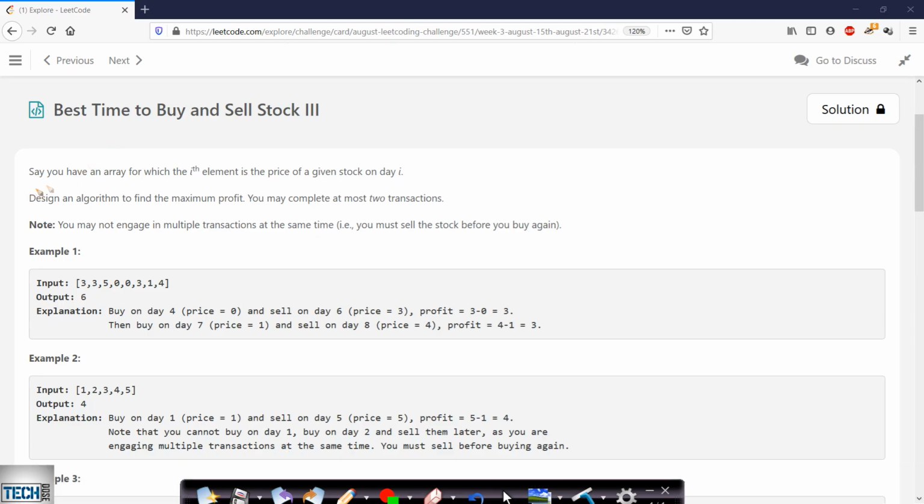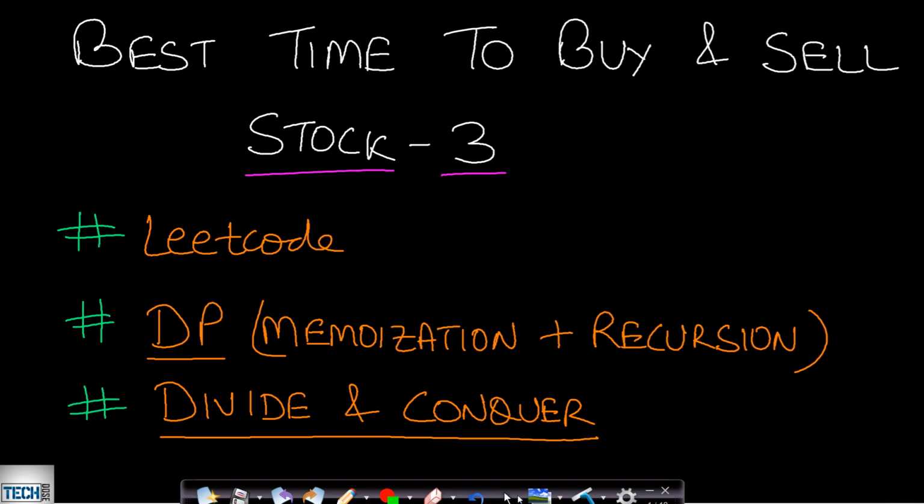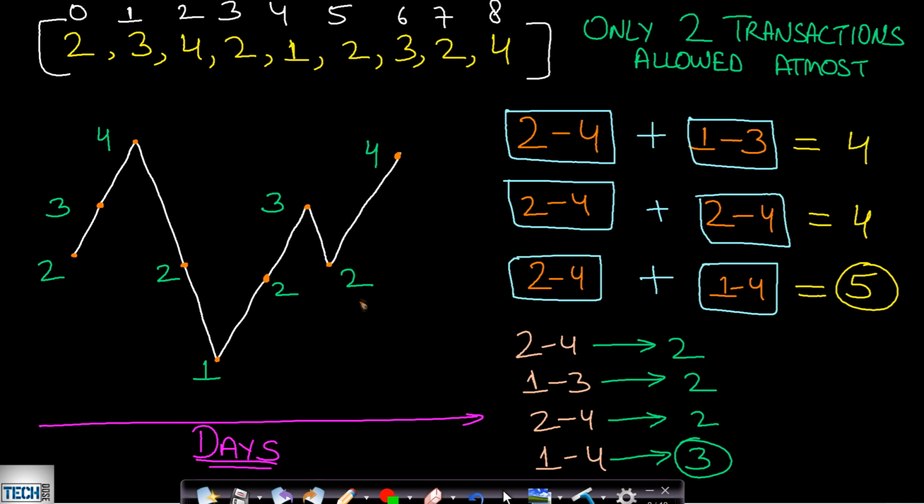Now in this problem, say you have an array for which the ith element is the price of a given stock on day i. Design an algorithm to find the maximum profit. You may complete at most 2 transactions, and one thing to note is you may not engage in multiple transactions at the same time, that is, you must sell the stock before you buy it again. Now let us look at an example in order to get a better understanding.